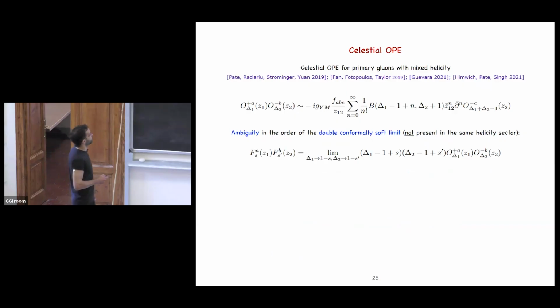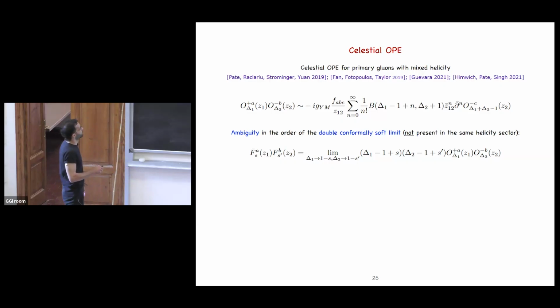So now, okay, celestial OPE. So the celestial OPE for primary gluons with mixed helicity. Now let's assume I only do the one-or-more-one collinear limit, so I only get a pole here in Z. I will tell you that a priori there should be another contribution if you consider Z and Z bar to be complex conjugate to each other. But let's for the moment forget about that.